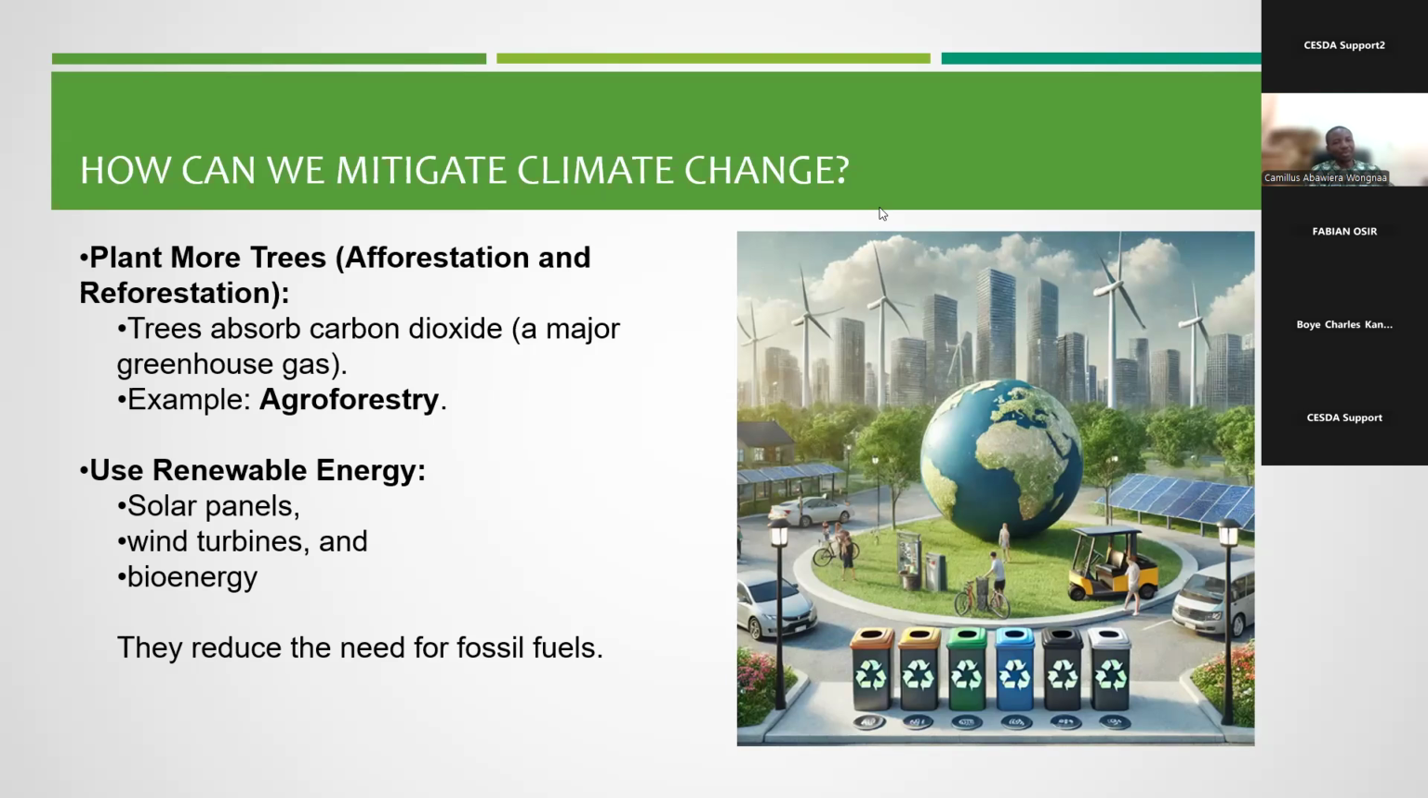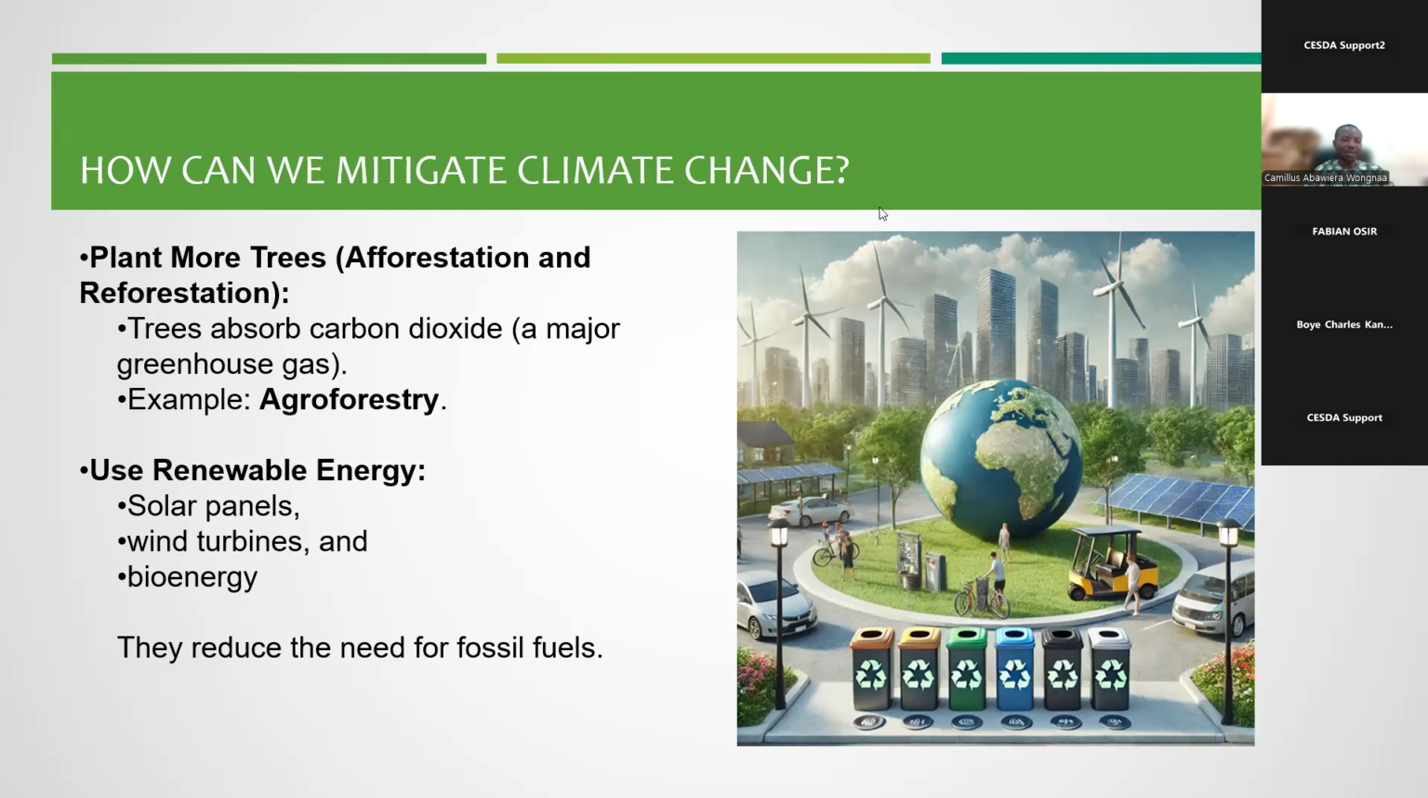So if we are doing all these things, then at the end of the day we are contributing a lot to climate change, because the trees that are going to absorb the carbon dioxide, we are cutting them down. So one thing we can do is to go into reforestation.